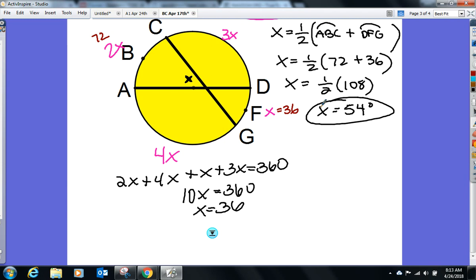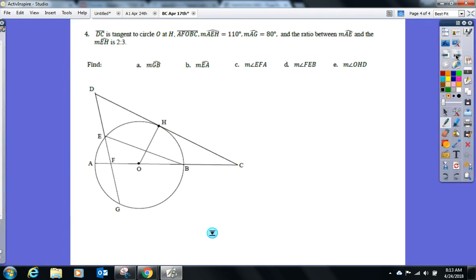Questions before we get to the type of problems you're going to become very, very familiar with now? Any questions, comments, or concerns? I would like to now introduce you to big dog circle questions.